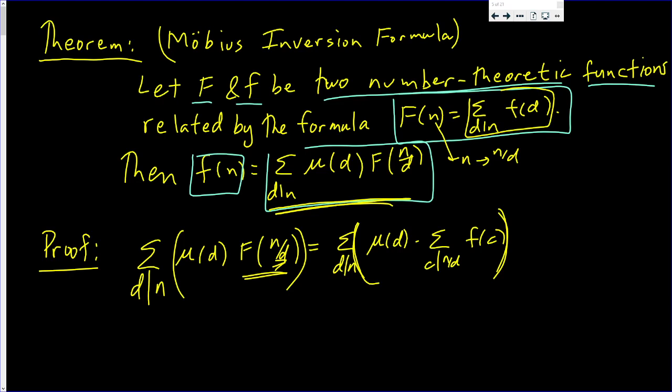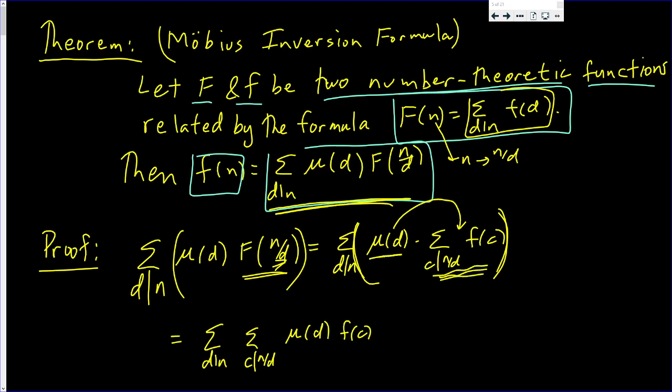Now, this is the same as the summation as d divides n of the summation of c divides n over d of mu of d times f of c. I can put this in here because this is just summing over c, and that's not a function of c. When it comes to c, it's a constant. So I can put it in there.